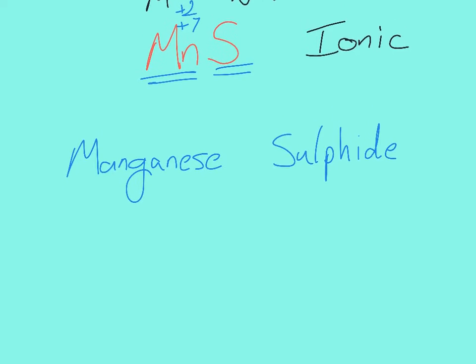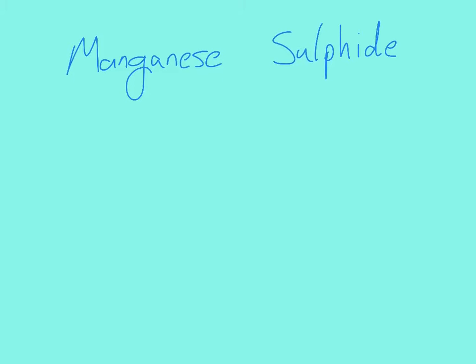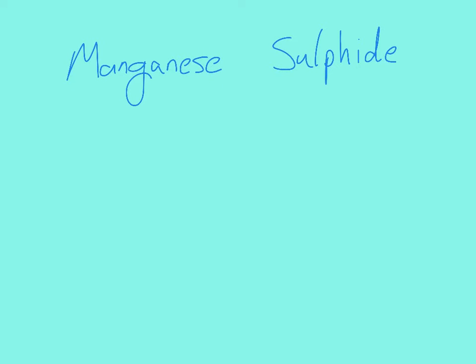I'm going to slide this up, and I'm going to do a reverse crossover here to figure out my Roman numerals. So I'm just going to move this down here, MnS. It looks like 1 and 1. So I'm going to reverse. This 1 goes up here. This 1 here is up here. Now, manganese 1 is actually not an option. It was 2 or 7.